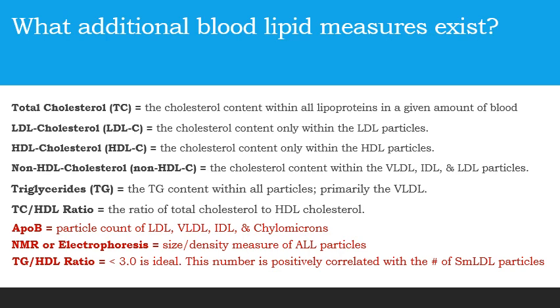The closer to 1 the ratio ends up, the better. If the ratio ends up greater than 3, this is a sign of greater risk for atherosclerosis. The ratio number is positively correlated with the number of small LDL particles. The higher the ratio, the higher the small LDL count.